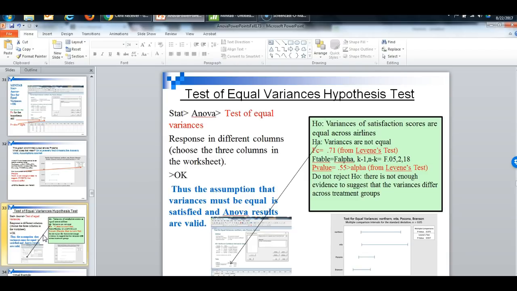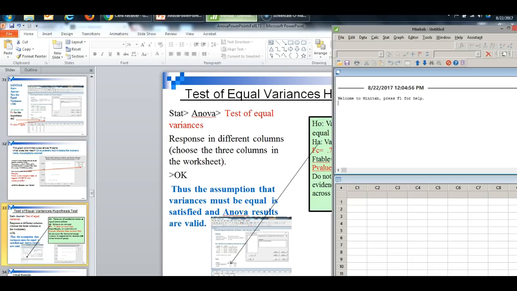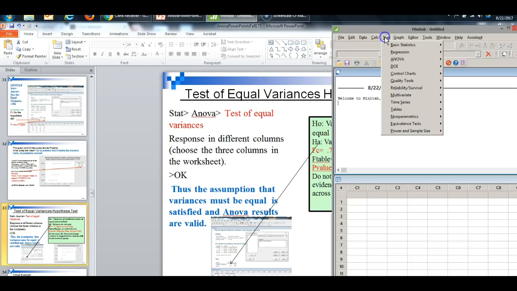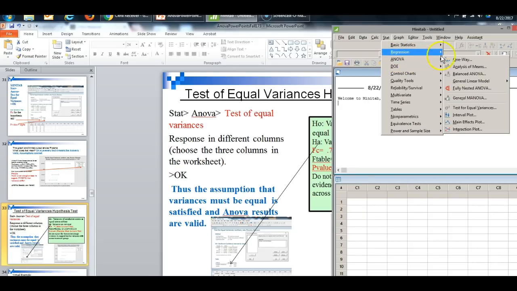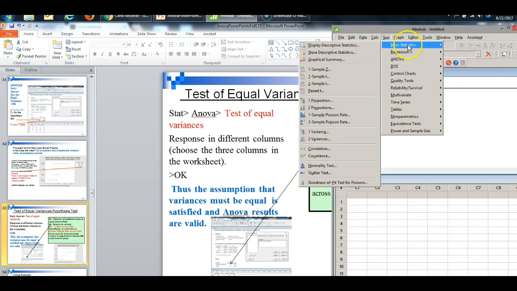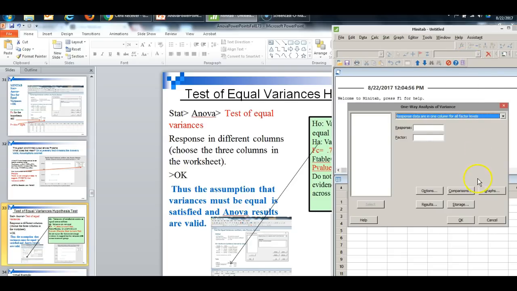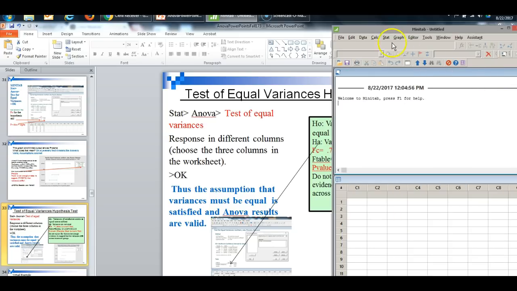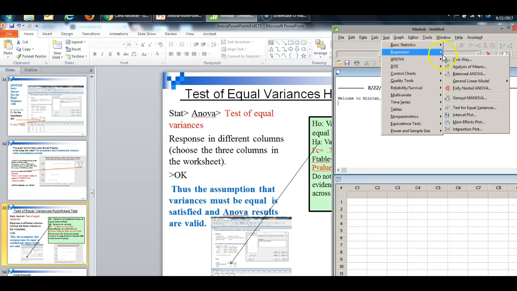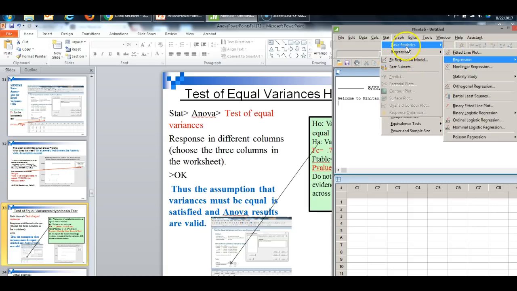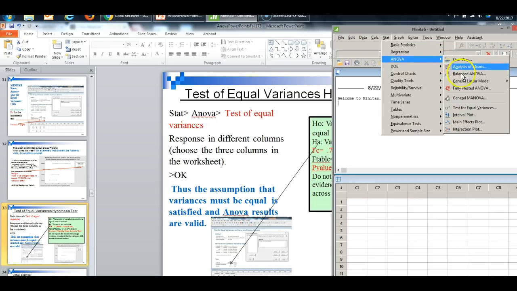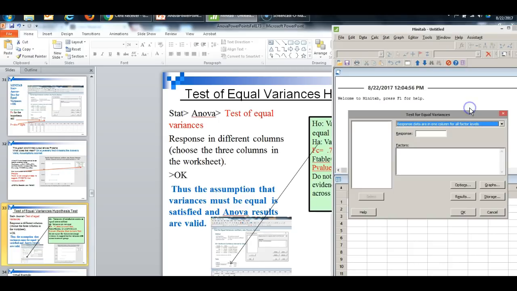So in our test for equal variances, basically we are going to get to Minitab. We're going to go to Stat, ANOVA, one way. No, it's not that. It'll be Stat, ANOVA. I found it. Ready? Stat, ANOVA, Test for Equal Variances. It's right down here. Stat, ANOVA, Test for Equal Variances.